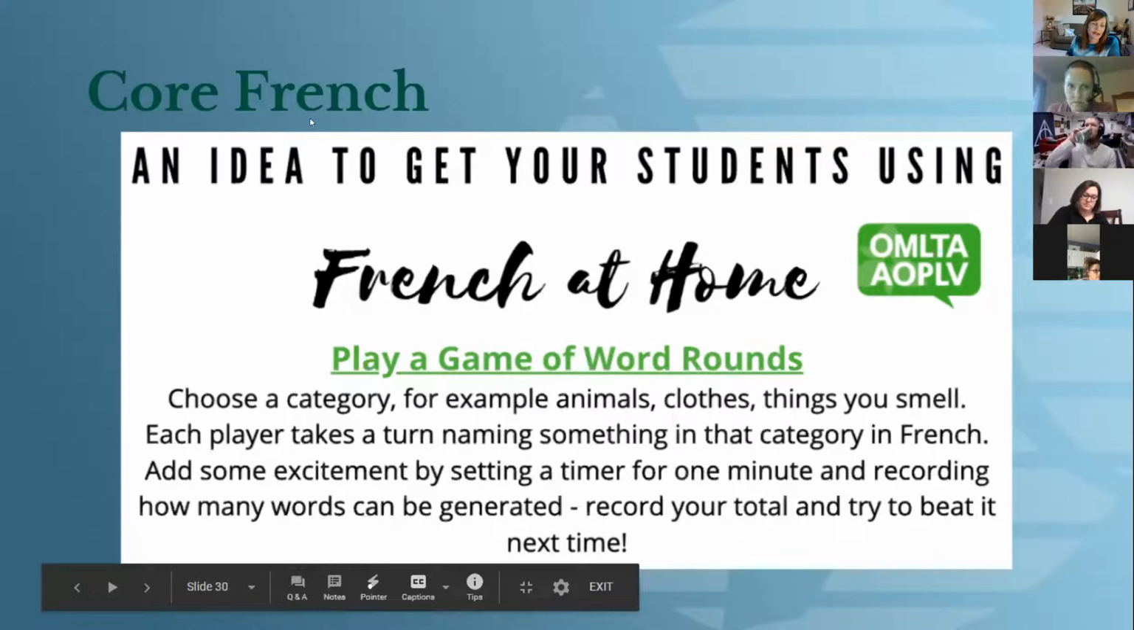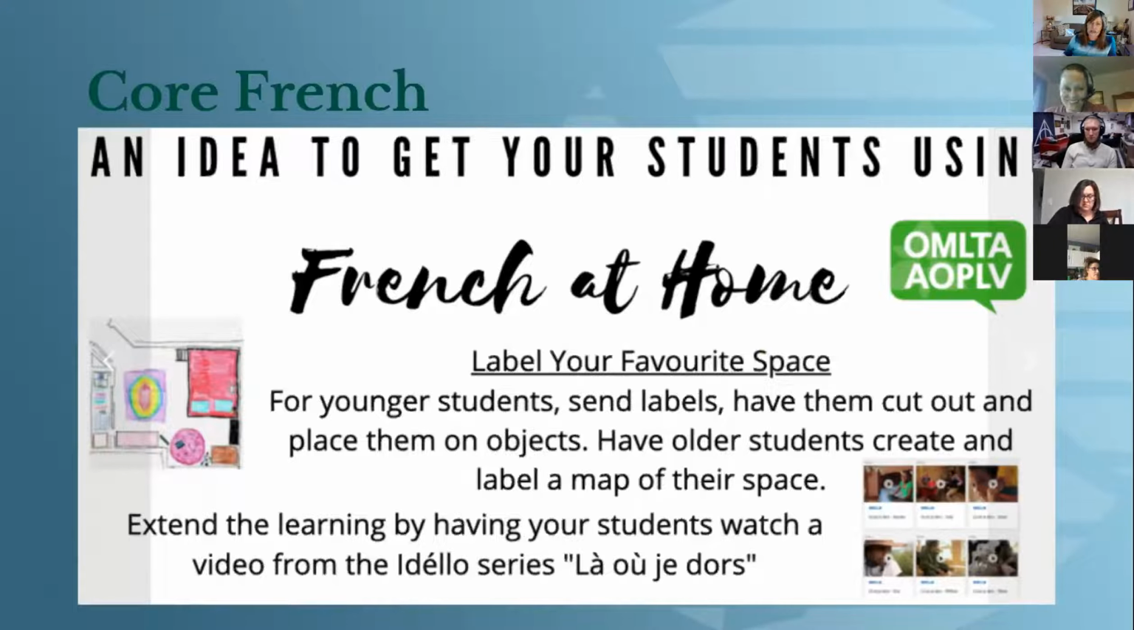Play a game of word rounds, similar to categories if you played that, without the letter maybe. That would be a little more challenging in a second language, but it's just a category, and students have to come up with words for it. I like taboo too, although you need a little bit more language for taboo. And then this is a really simple thing: label your favorite space. For the really young ones, you can provide the labels after you've taught the vocabulary, or they can create their own and sticky note all over the house.